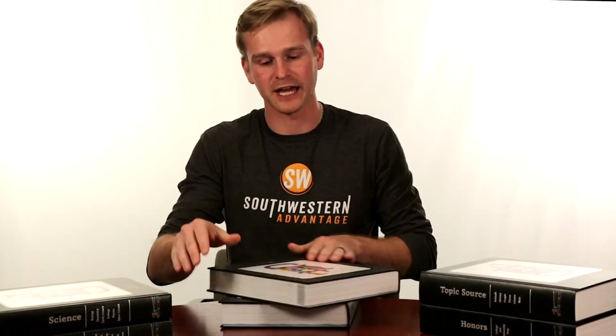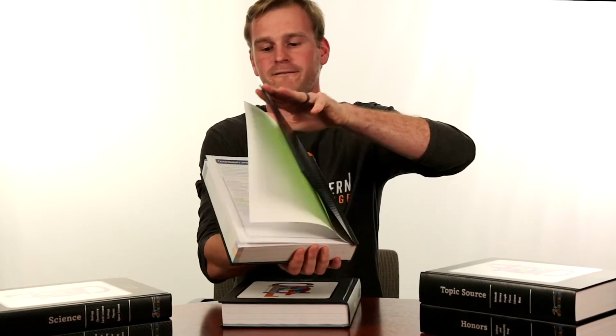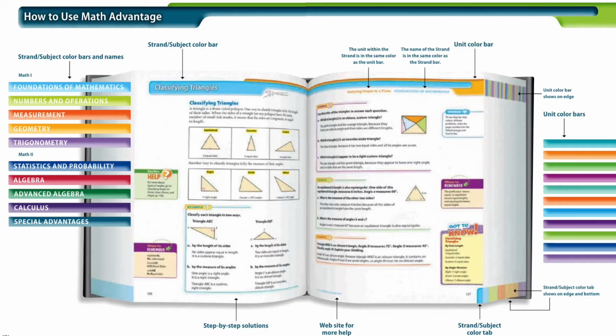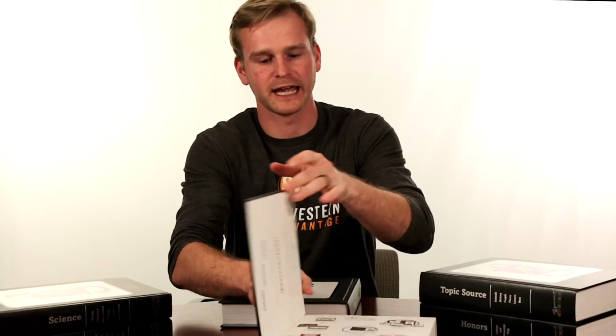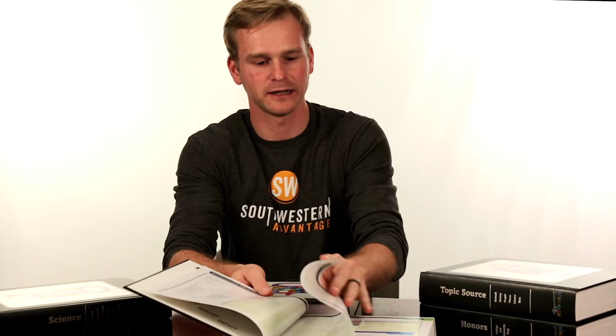All of the Core 4 books have the color coding. You can either open it in the very back, and you can see the color code right here, or you can open it in the front, and you can see the same color code here, which explains to you how to navigate your books very simply.